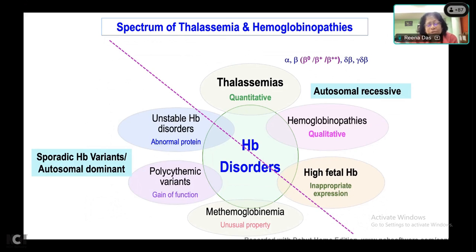I also told you, when I was describing the structure of the hemoglobin molecule, that you can get abnormal proteins which can give rise to unstable hemoglobin disorders. You can get some gain of function variants, which are known as polycythemic variants, and you can get some acquisition of unusual properties such as methemoglobinemia. Now, these three disorders are very sporadic hemoglobin variants, but they are inherited as autosomal dominant conditions. And the other common ones are inherited as autosomal recessive disorders.